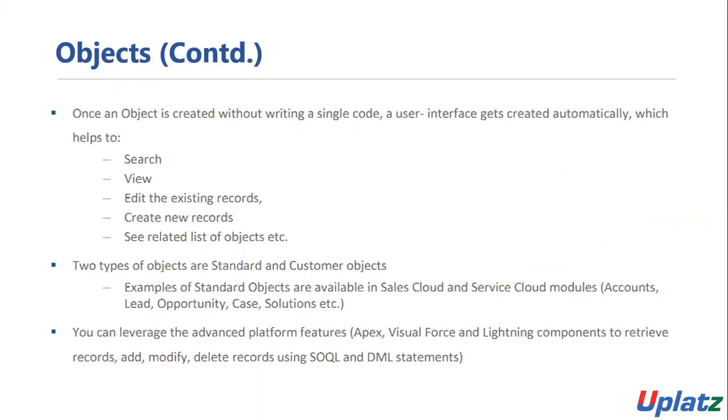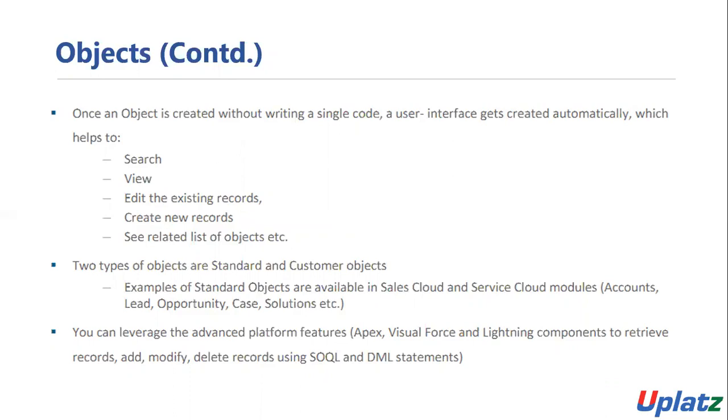The two types of objects are standard and custom objects. Examples of standard objects are available in the Sales Cloud and Service Cloud modules: accounts, leads, opportunities, case, solutions, etc. You can leverage the advanced platform features such as Apex, Visualforce, Lightning components to retrieve records, add, modify, delete records using SOQL and DML statements.